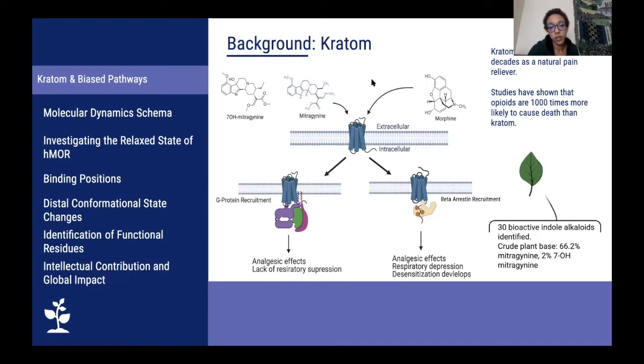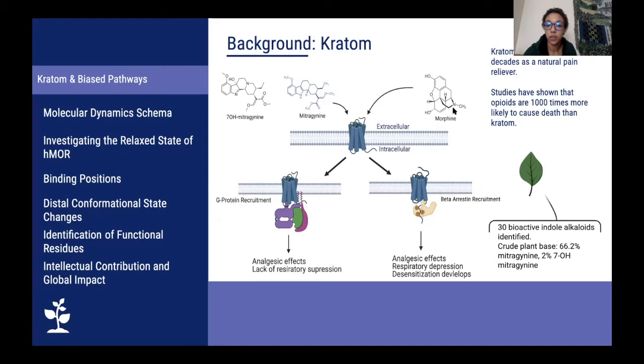In relation to this experiment, mitragynine and 7-hydroxymitragynine will bind extracellularly to the mu-Opioid receptor, cause a conformational change to where the G protein is recruited, and then we see analgesic effects and usually nothing else other than that.